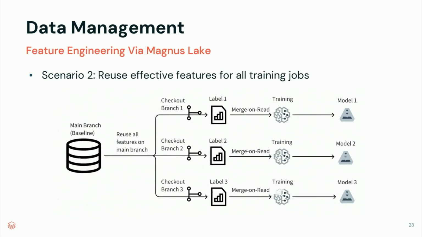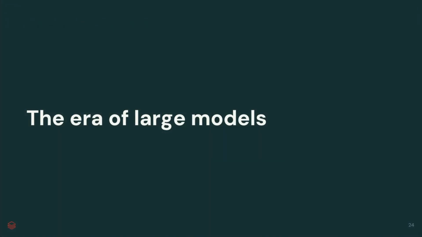So another scenario is also very straightforward: we can reuse all the features on the master branch without any storage overhead for every model's training. Compared to the traditional row store design, we have more than 90% of the storage saving in some of the production cases, and that's an incredible number. Okay, so that's all for the feature store. And let's move to the large models next.